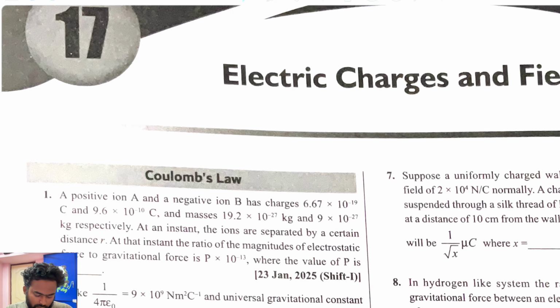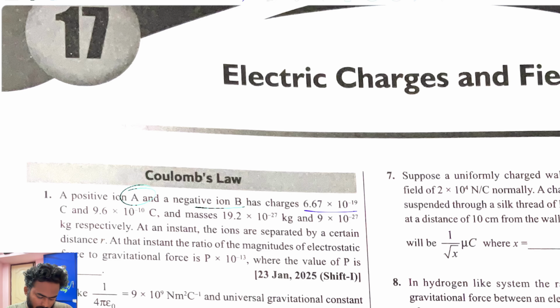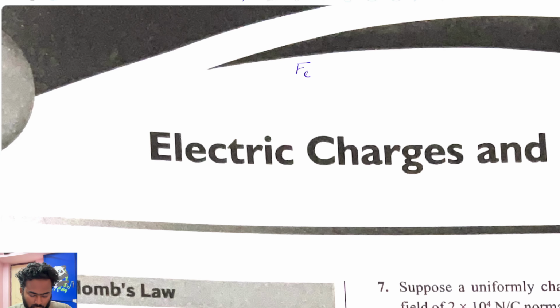The question says that we have a positive ion A and a negative ion B. So two ions we have, positive and negative. Charges are given, masses are given. At any instant, separated by a distance r, the ratio of the magnitudes of electrostatic force to gravitational force is asked. So they are asking electrostatic upon gravitational ratio.